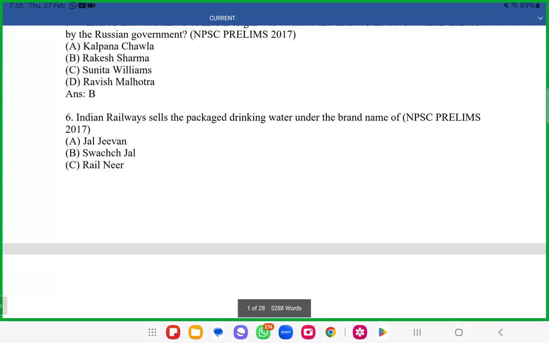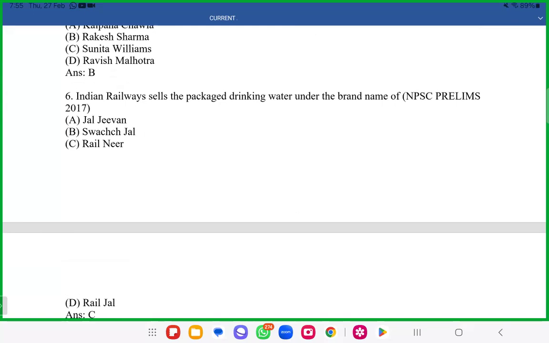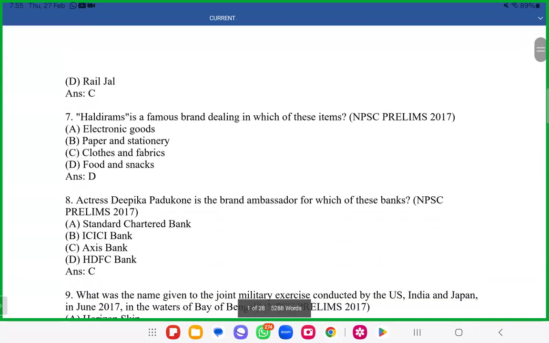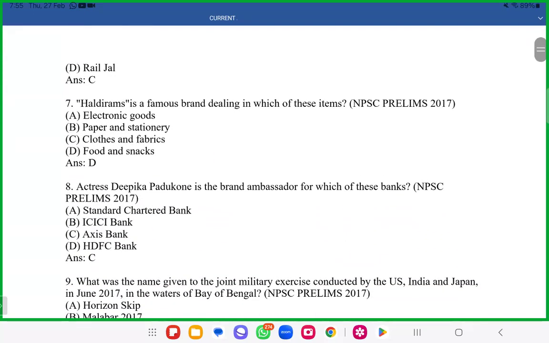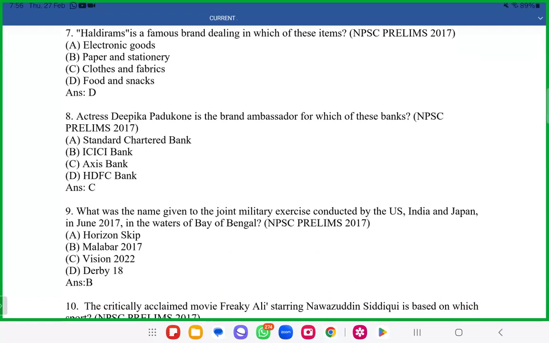Then Indian Railways sells packaged drinking water under the brand name of what? Then Haldiram's is a famous brand dealing in which of these items? All right, so this comes under business and economy. Actress Deepika Padukone is a brand ambassador. So this comes under the presence in news or appointment.